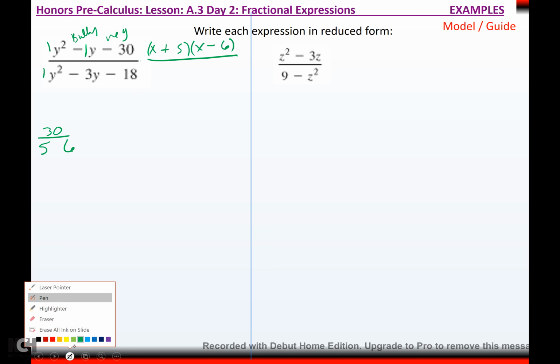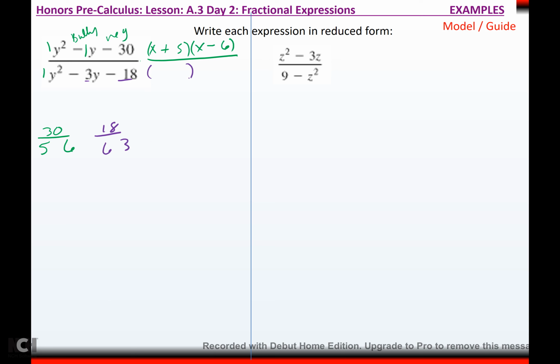On the bottom, I want factors of 18 that make 3. Well, that's easy. That's going to be 6 and 3. Sorry, and he's using y's and I switched to x's. My bad. So my numbers are going to be 6 and 3. C is negative, which means only the bully gets the middle. So bully 6 gets the minus, 3 gets the positive.